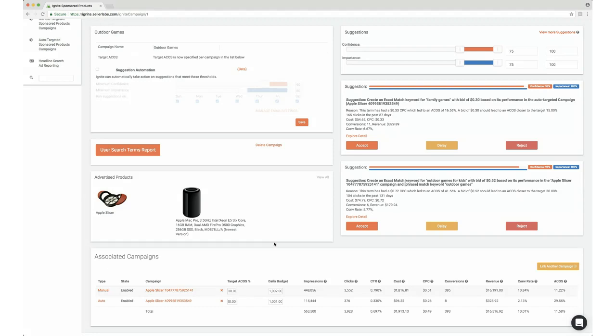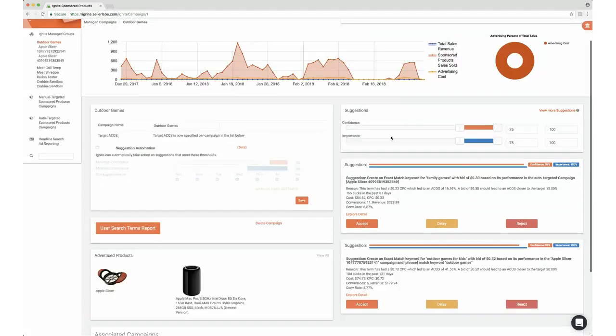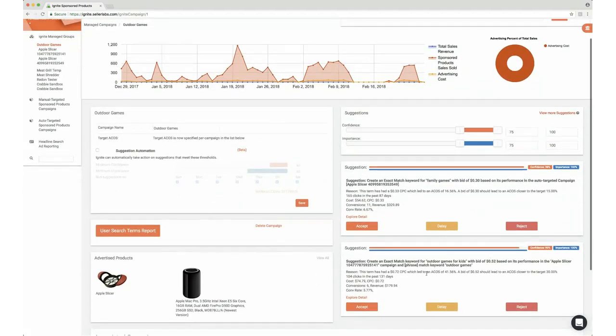When you're looking at one of your Ignite managed groups, you will see a couple of the suggestions over to the right-hand side. This side will only show 2 of them at a time, so keep that in mind. However, if you do accept one, delay one, or reject one, another one will come back into its place.